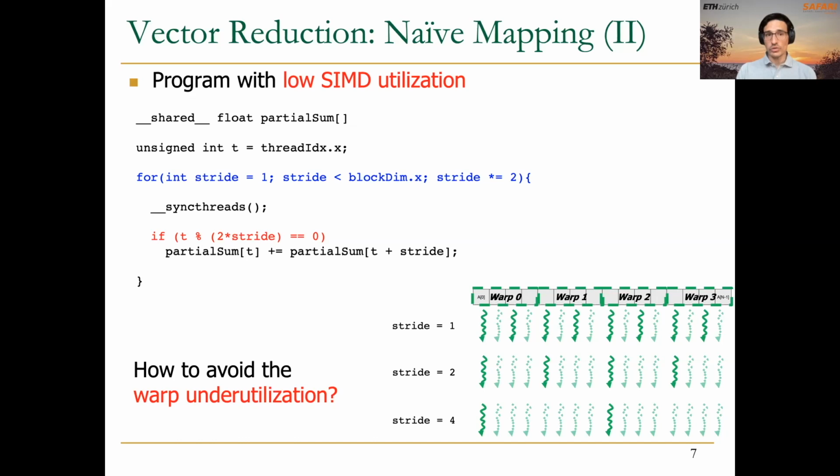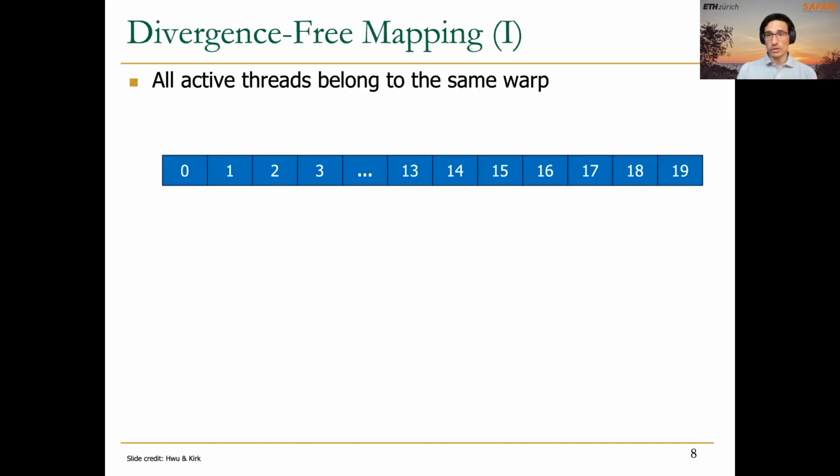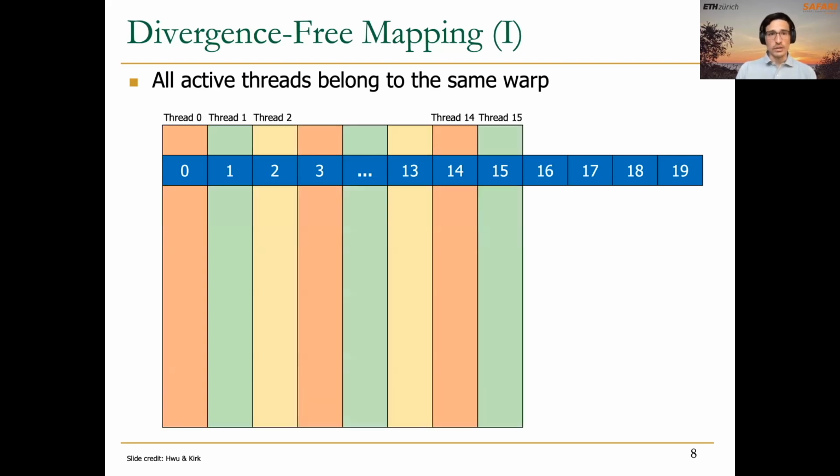How can we avoid this warp underutilization? We can try a smarter divergence-free mapping where the active threads belong to the same warp or to the same warps. In this case, what we are going to use is threads to perform the partial reductions. We are going to use threads that are consecutively numbered, and that means that they are going to belong to the same warp or to the same group of warps.